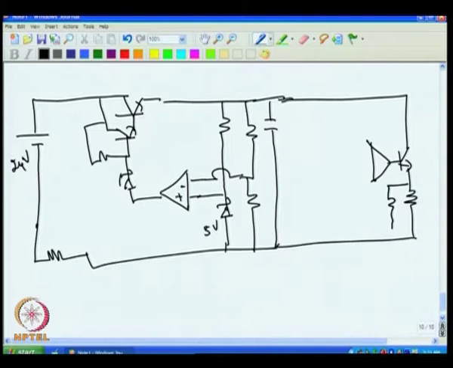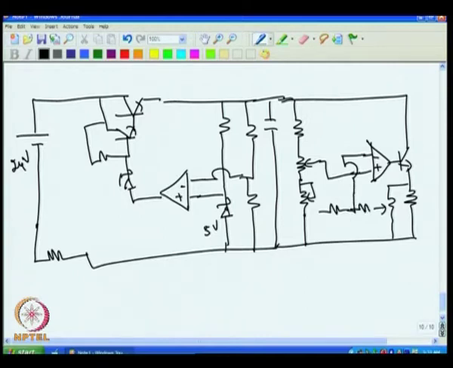Here you put the span pot, then you have minus, plus. Here our potentiometer is connected and our 0 pot is connected here. So, you connect this to ground, then the potentiometer end is connected to the plus input. Then these two resistors are connected here, and this goes to the 5 volt supply, the 5 volt reference. That is the complete circuit diagram of the 4 to 20 milliampere current transmitter.